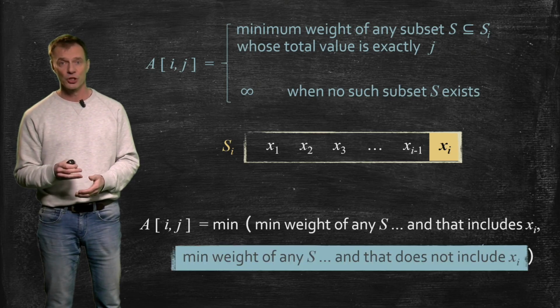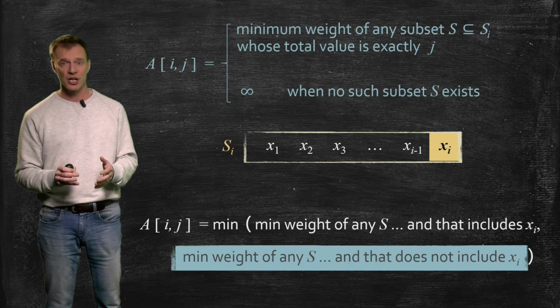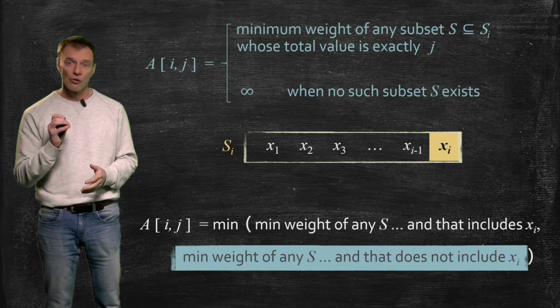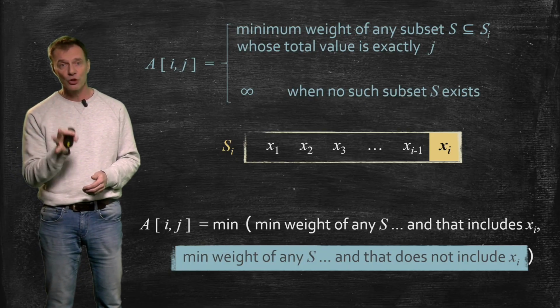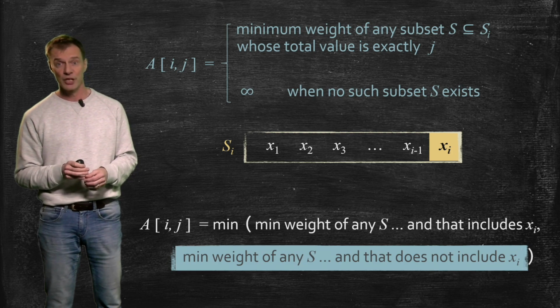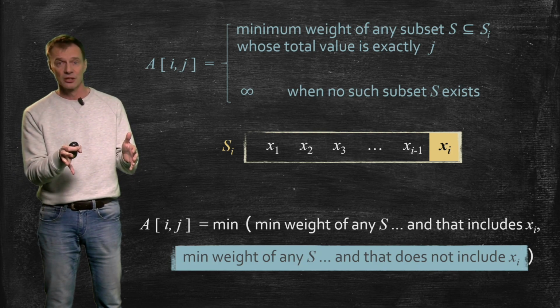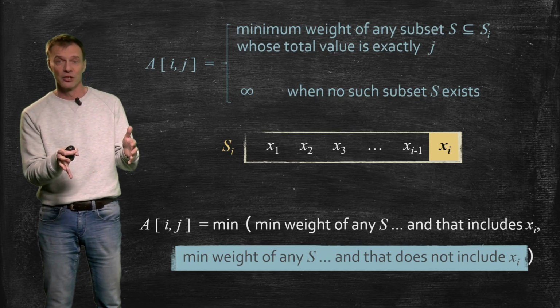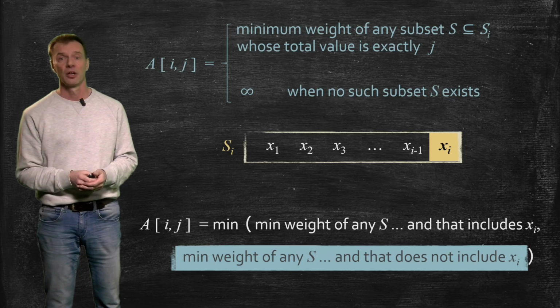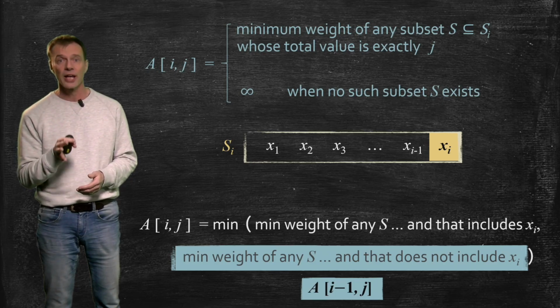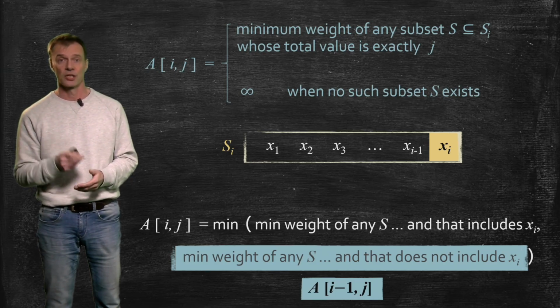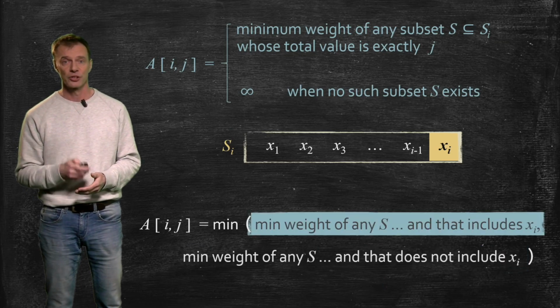So now let's look at the option where we do not include xi. Can we express aij using some recursive formula for the case where the solution does not include xi? Well, that's very simple, because if we do not include xi, it simply means that to get exactly j, we have to get value exactly j from the first i minus 1 items. So in this case, aij is equal to a i minus 1 j.